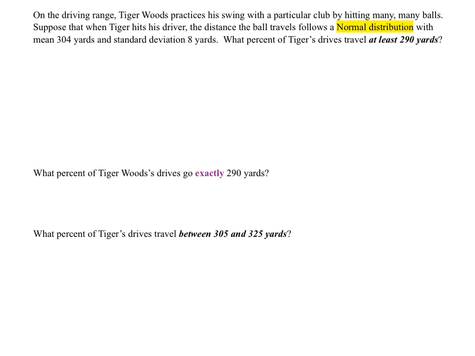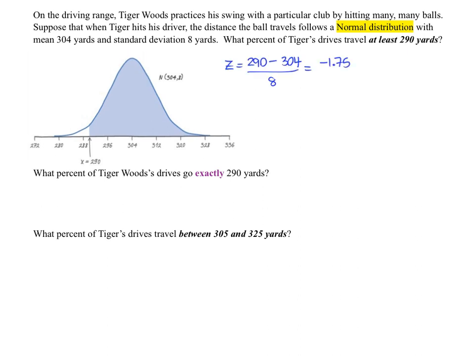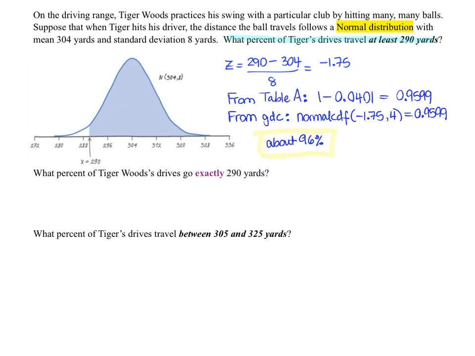So the very first thing we're going to do is write down the information that's been given to us and sketch and shade our area of interest. We've done step 1 and we have our area of interest sketched and shaded. The next thing that we're going to do is calculate the z-score. Now that we have the z-score, we're going to go to Table A and find the area associated with that score, or we're going to use the normal CDF function on our calculator. Table A and normal CDF give us the same value, and the percent of Tiger's drives that travel at least 290 yards is about 96%.